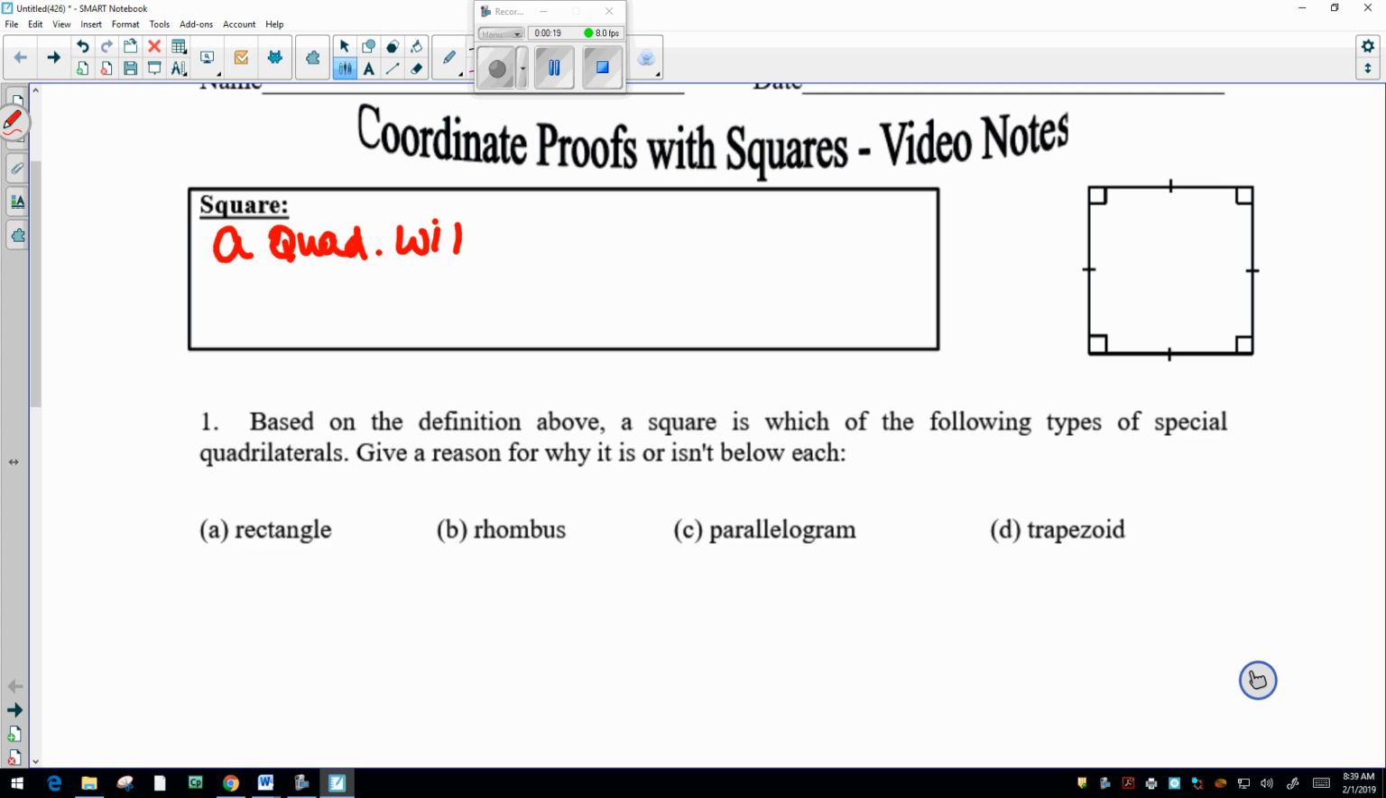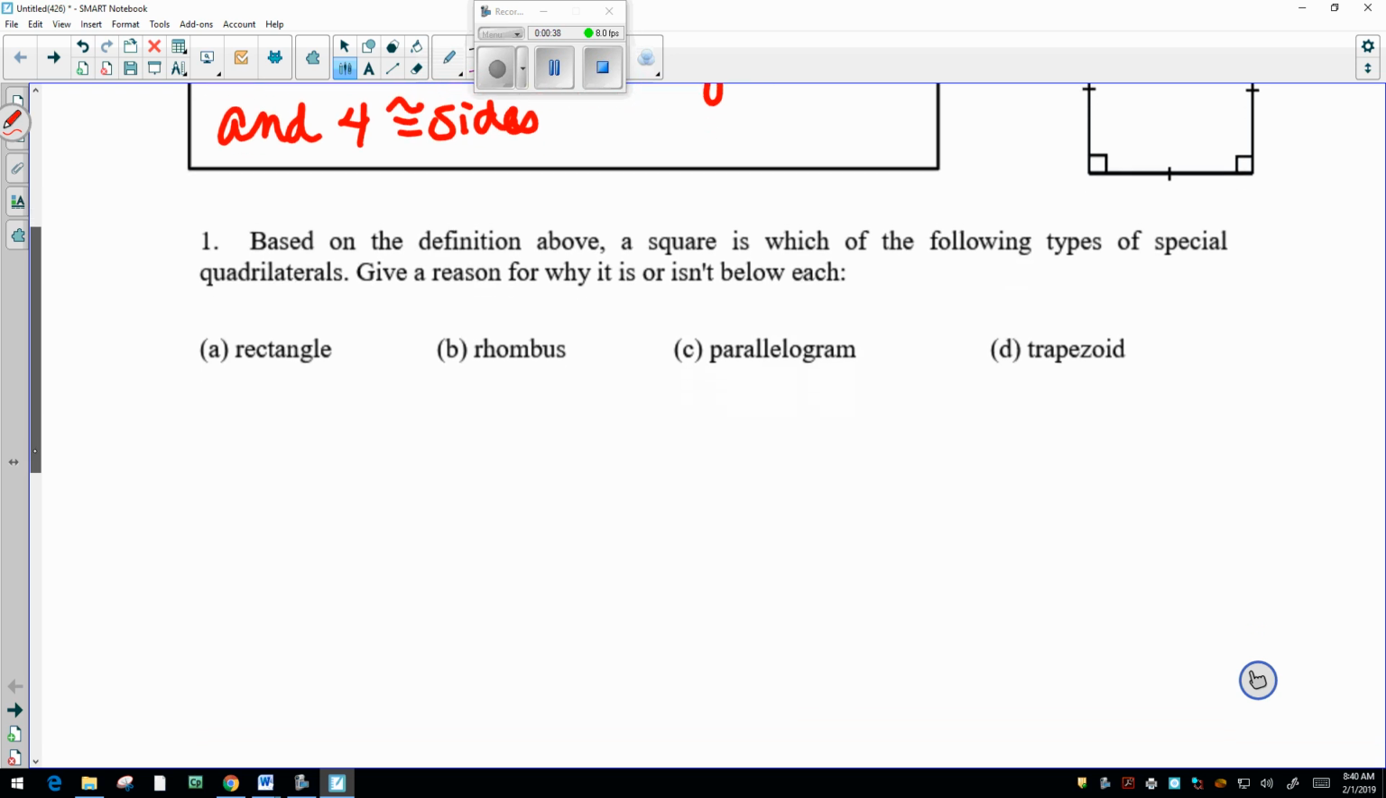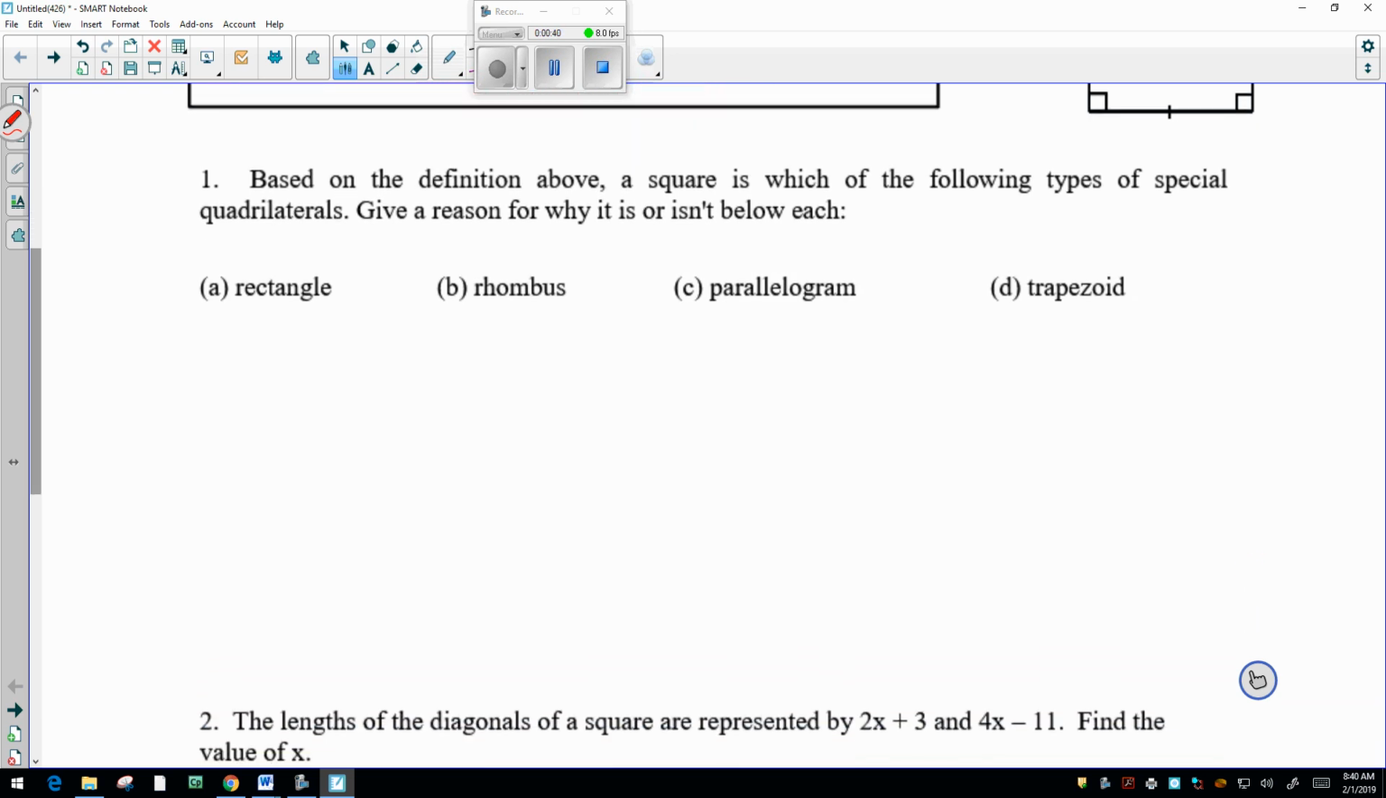with 4 right angles and 4 congruent sides. In other words, all sides are congruent. So using that definition, which of the following types of quadrilaterals is a square? A quadrilateral that has 4 right angles and 4 congruent sides is a square.